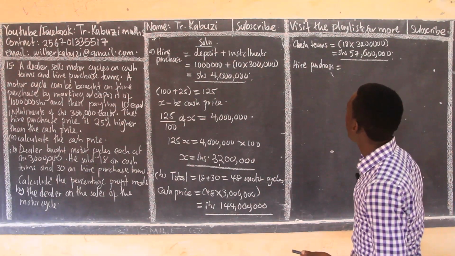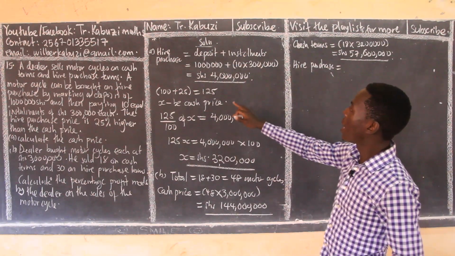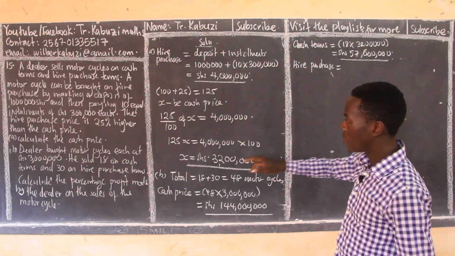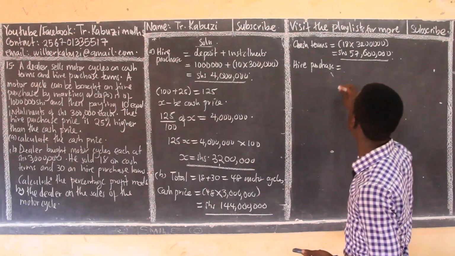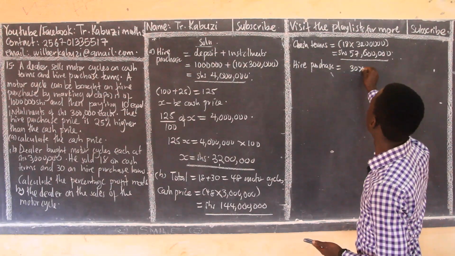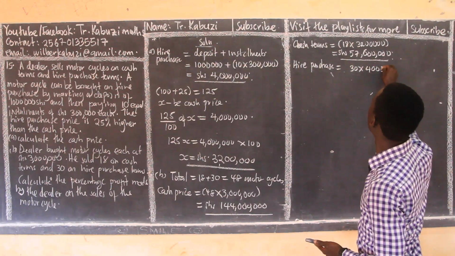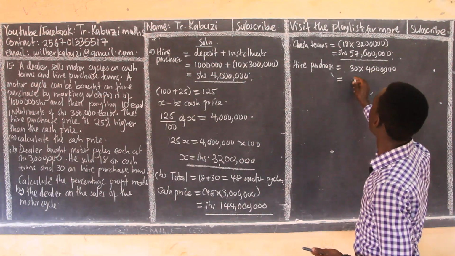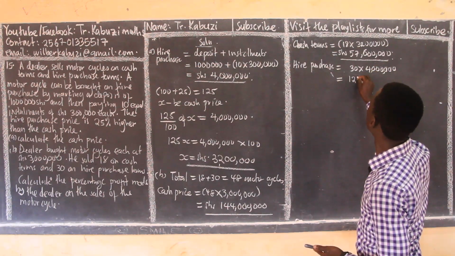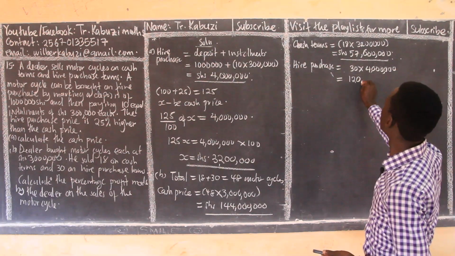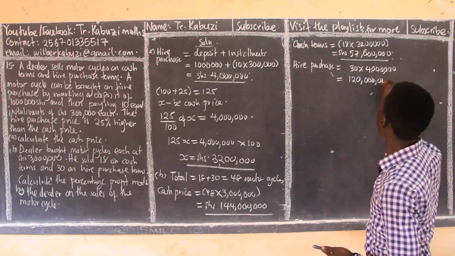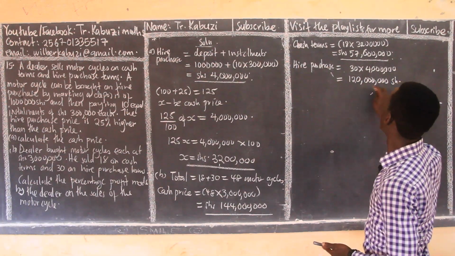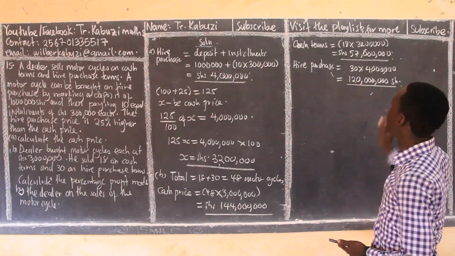Then on hire purchase, the amount for hire purchase is 4 million, but he sold 30 of them on hire purchase. So we get 30 times the 4 million, and this will be 120 million. So this is the amount he has to be paid.